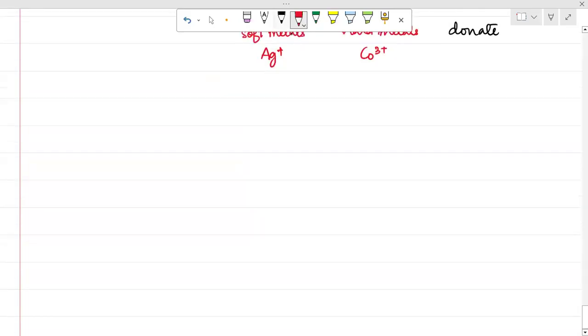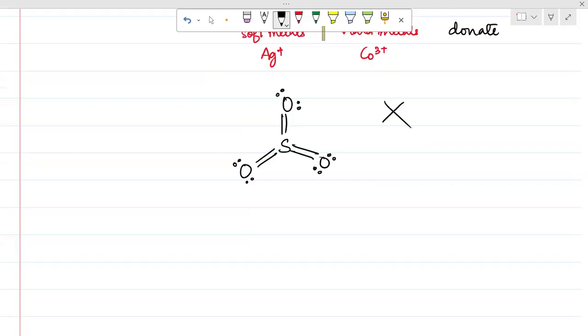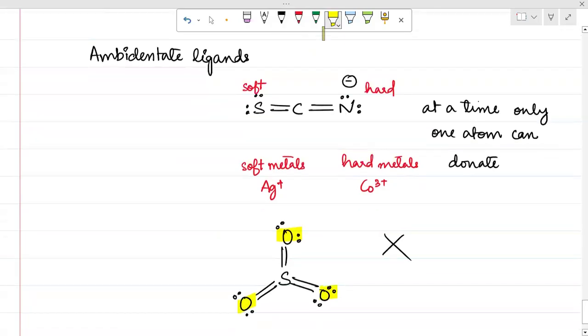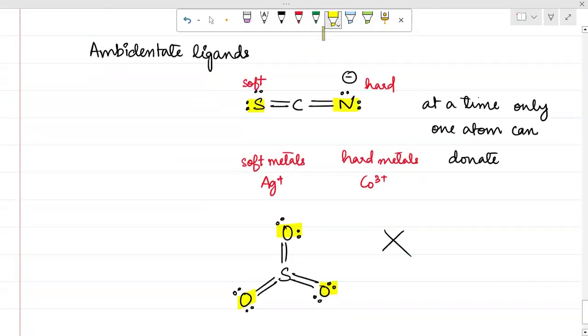So be careful. Let's say they ask SO3. Sulfur does not have any lone pair of electrons. Here you have 1, 2, 3, 4, and so on. Is this an ambidentate ligand? No. All are oxygens. You need two different types of atoms, out of which only one will donate.